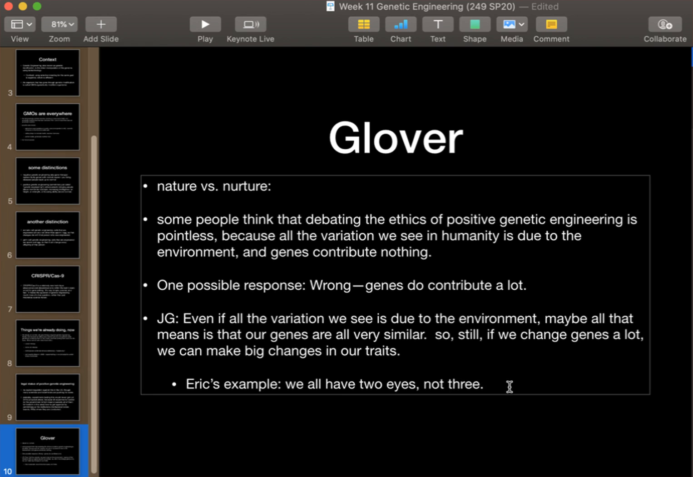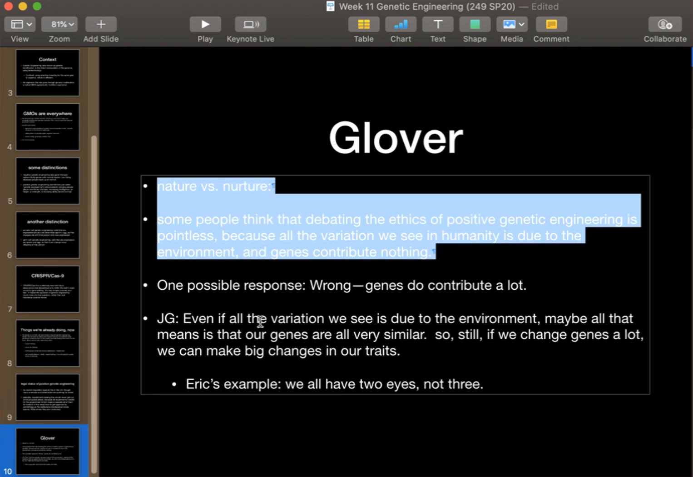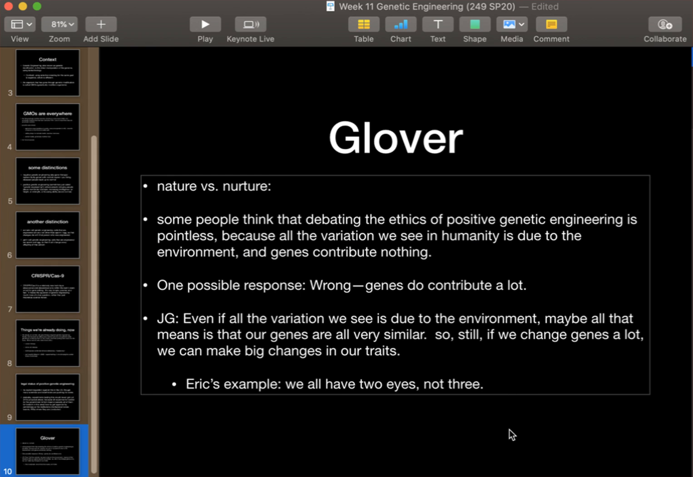So Glover's basic point is that this whole debate about nature versus nurture is irrelevant to the other debate about whether we should allow positive genetic engineering. The two debates are just independent of each other. That's his point about that.